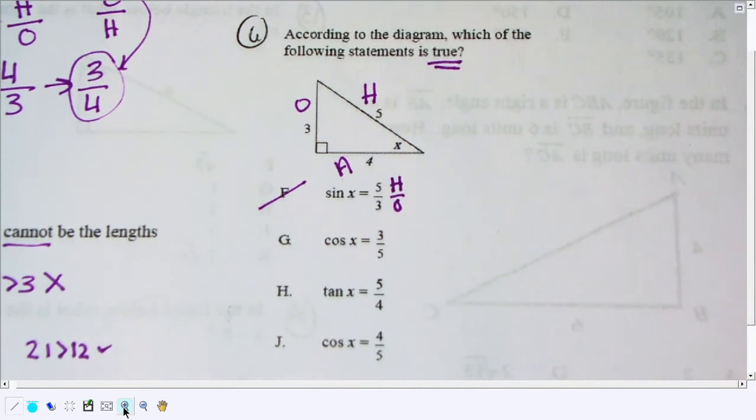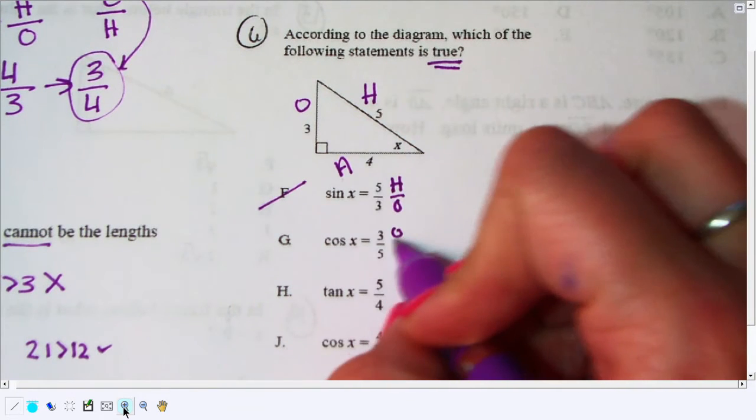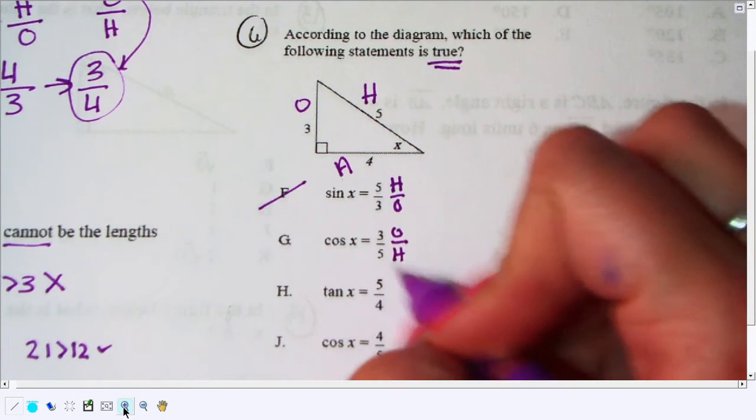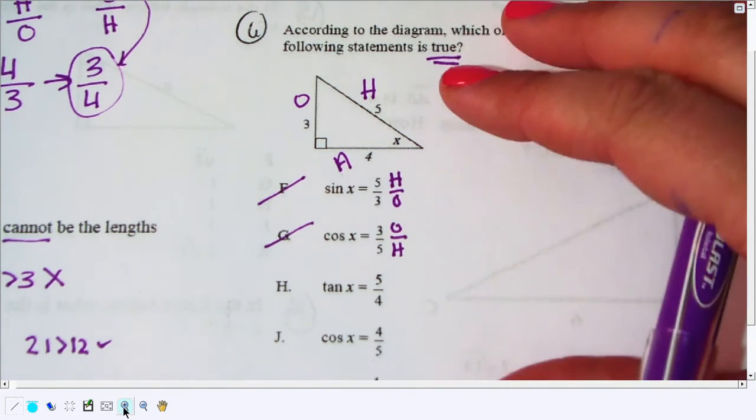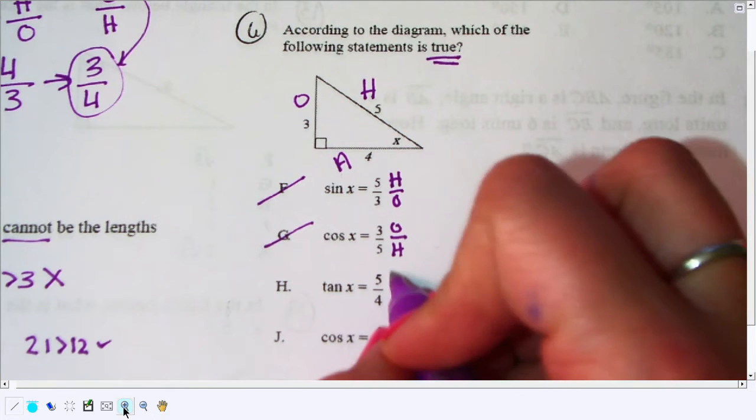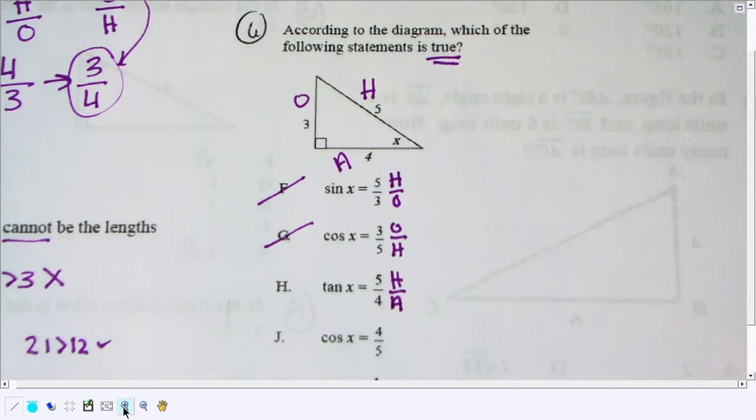Cosine is 3 over 5. Well, 3 is O, 5 is H. That's actually a sine fraction, so that one's out. Tangent equals 5 over 4. Well, 5 is H over A, and tangent is O over A, so H is out.